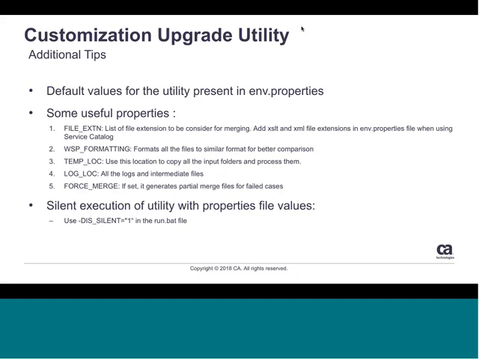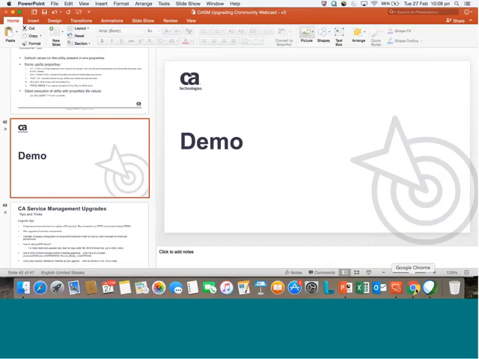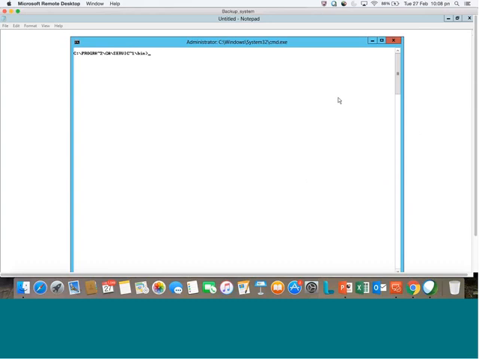For the sake of the demo, I took an example of just one file, so that's why the utility ran quickly. It says 1 is merged successfully. Now let's see what we have merged. This will be there in your Service Desk Manager installation. We have provided some samples under the Service Desk Manager folder for the customization upgrade utility, with some sample files that you can run and try to see how this utility works.